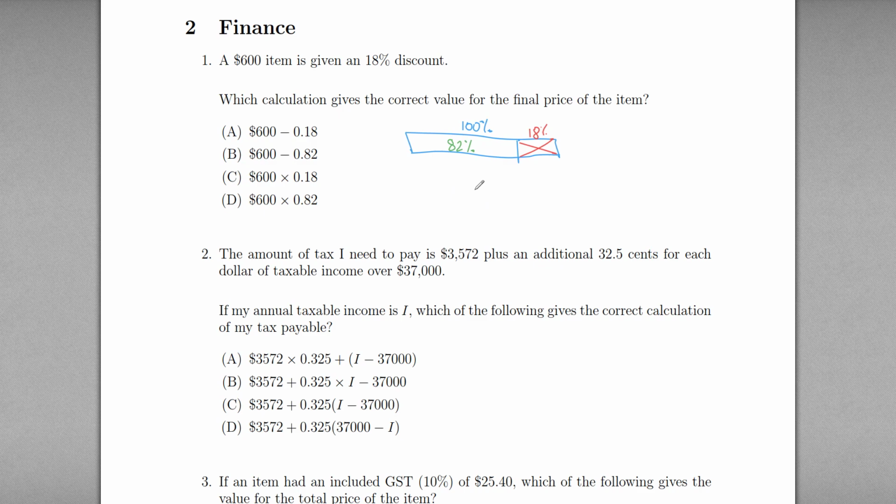Okay, so the final price will be 82% of what was initially there, which means it should be 600 times 0.82. That should be our answer there. Alright, so what's wrong with the rest of them? These two are nonsense really. If you're minusing a flat 0.18 doesn't mean anything. Okay, then well, percentages are always taken of an amount. And C gives the discount, not the final price. That's what's wrong with C.